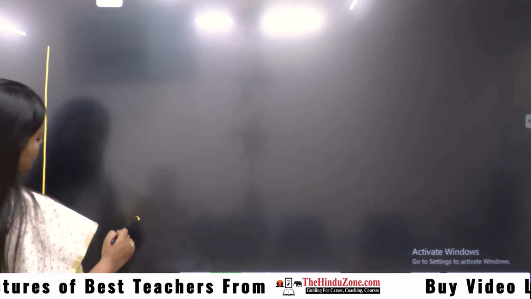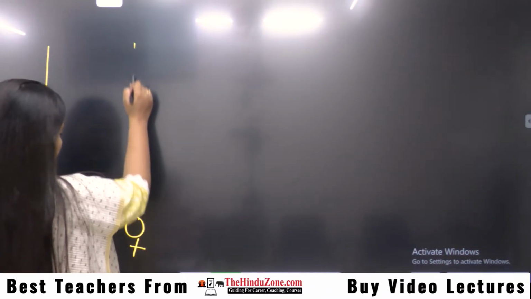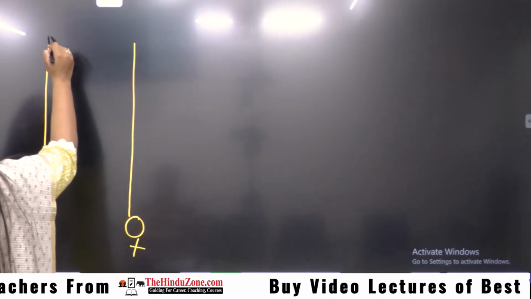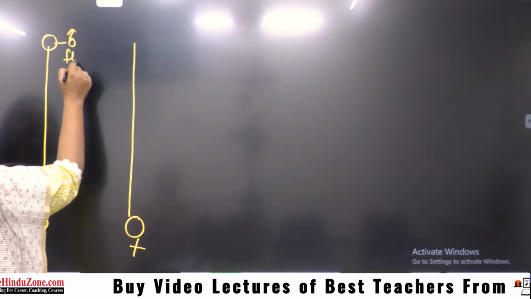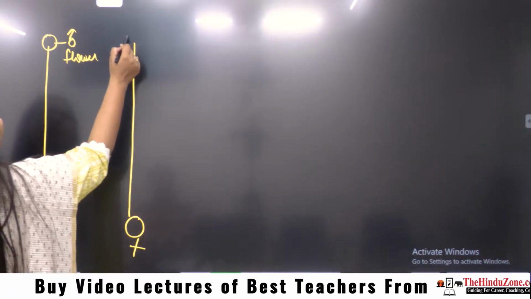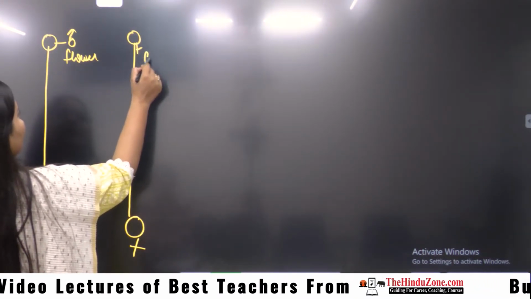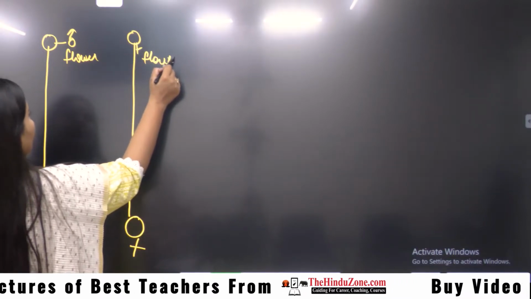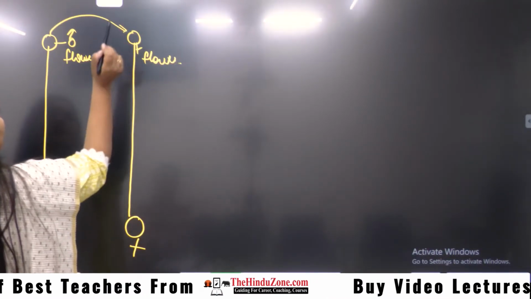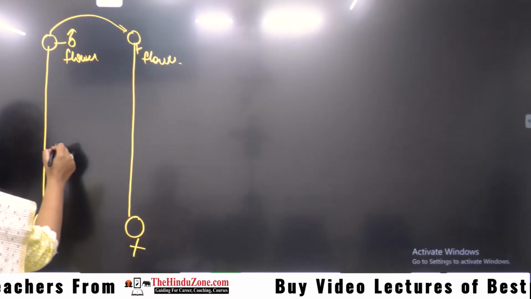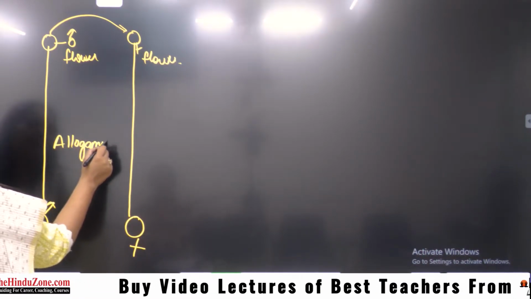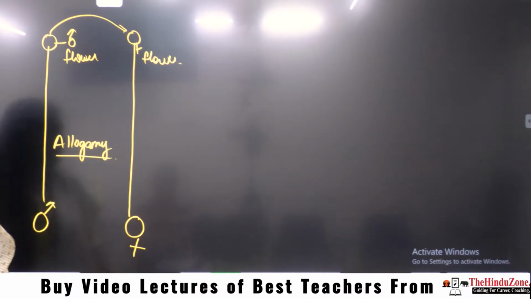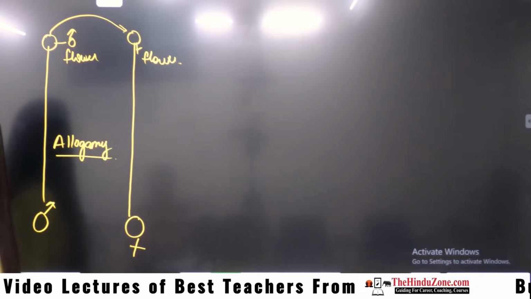This is a male plant, this is a female plant, and both of them are having something. The flower here is, of course, a male flower, and this is, of course, a female flower. When this type of pollination is taking place, it is called allogamy, or xenogamy, and cross pollination. ठीक?